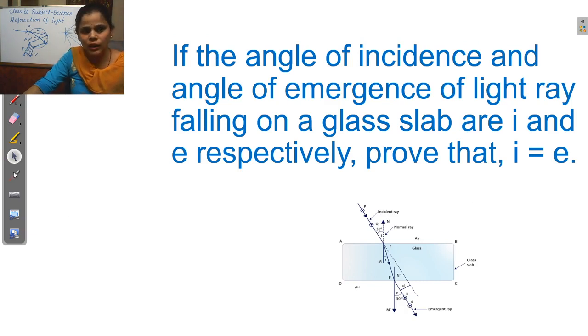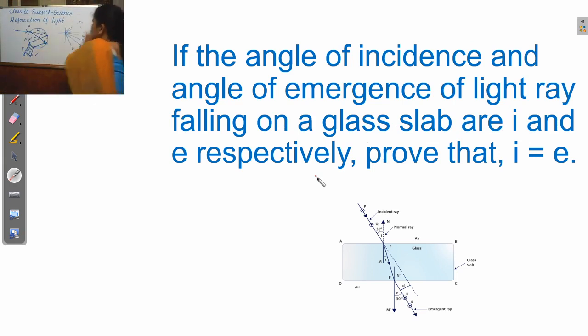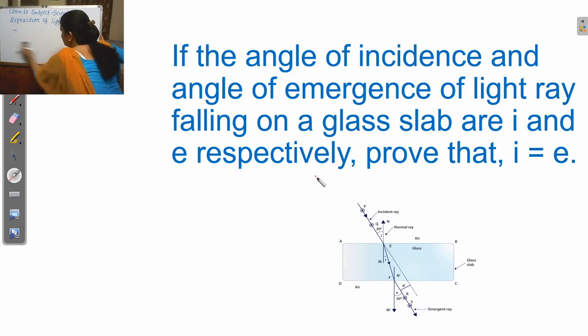Then the next question is, if the angle of incidence, that is denoted by I, and the angle of emergence of the light ray falling on the glass slab are I and E respectively, then prove that I equals E. That means this is a glass slab. Glass slab means the medium of glass. This is a glass medium.